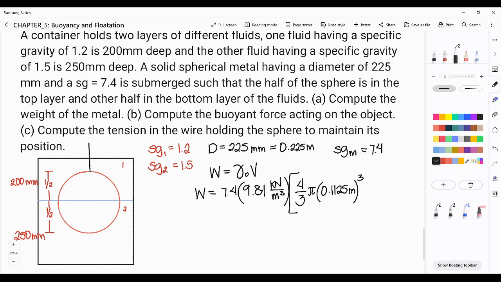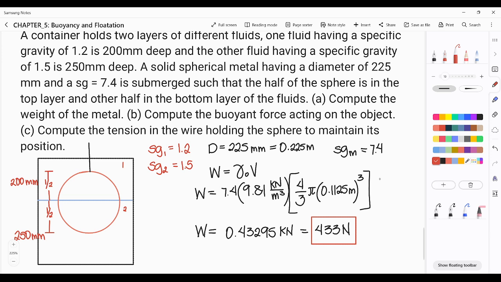Alright, so plugging that into your calculator, you'll arrive with the value of weight in kilonewtons, kasi cancel yung cubic meters, 0.43295 kilonewtons. Yeah, that's the weight. Or simply, pwede bang 433 newtons na lang? Yeah, pwedeng ito na lang. 433 newtons. Simply multiply it by 1,000 para maging newtons. So that is for letter A.